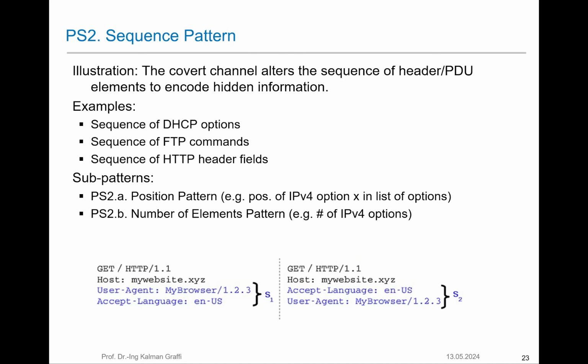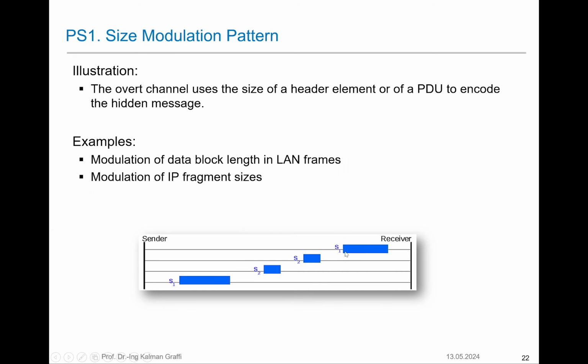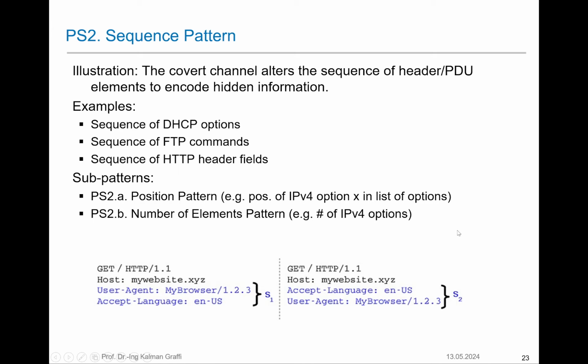This is also one very nice thing to use, the sequence pattern. We are modifying the header basically. Let's say we have header information of DHCP or FTP, HTTP, and so on. HTTP asks for the index file for which host, and the user agent, so which browser, and which languages are accepted. These are the optional header fields.